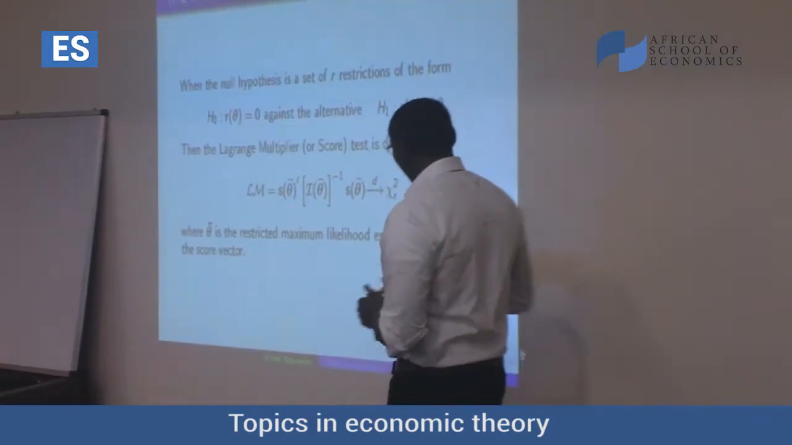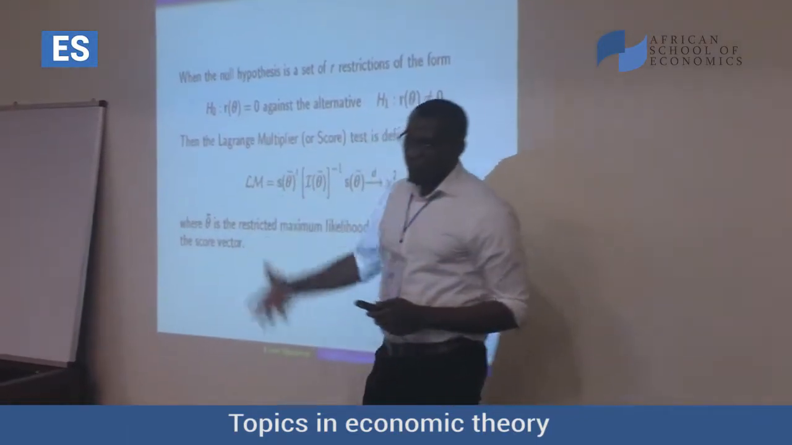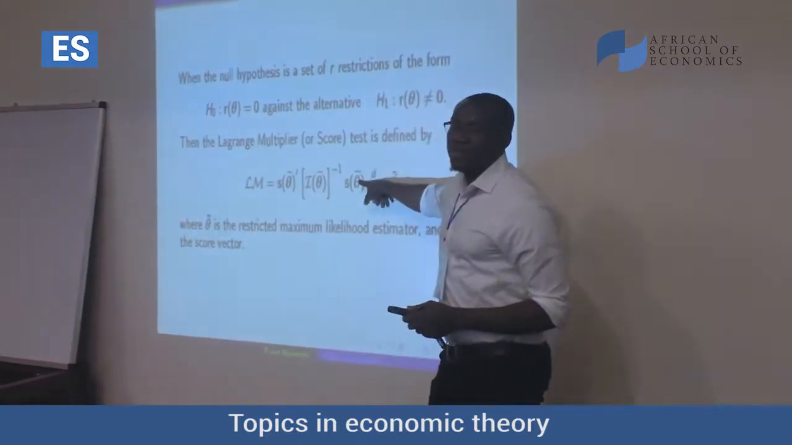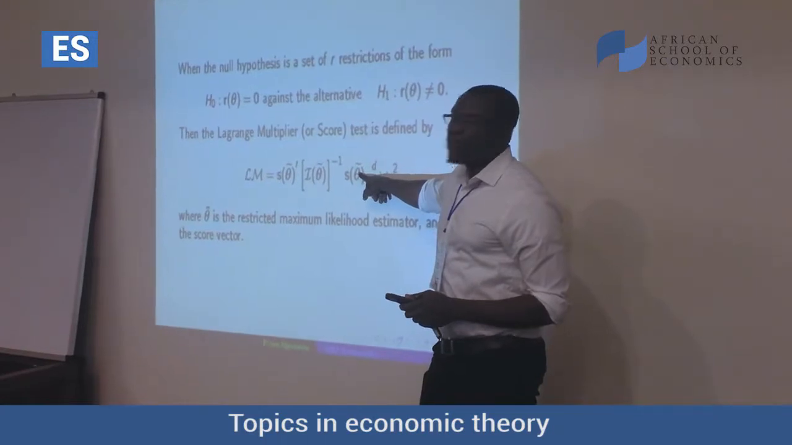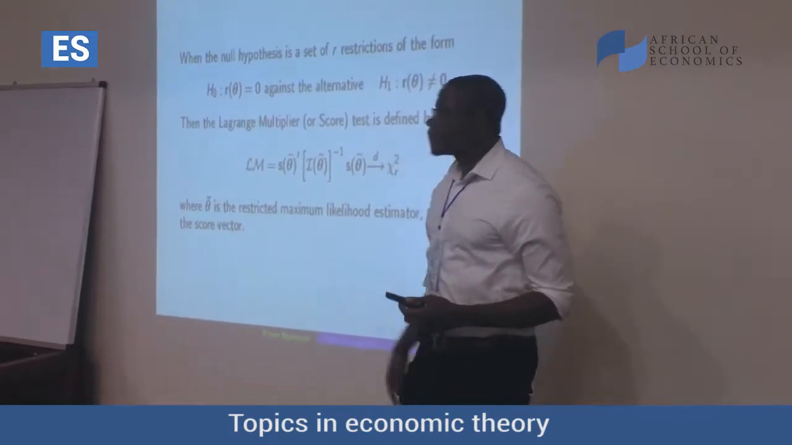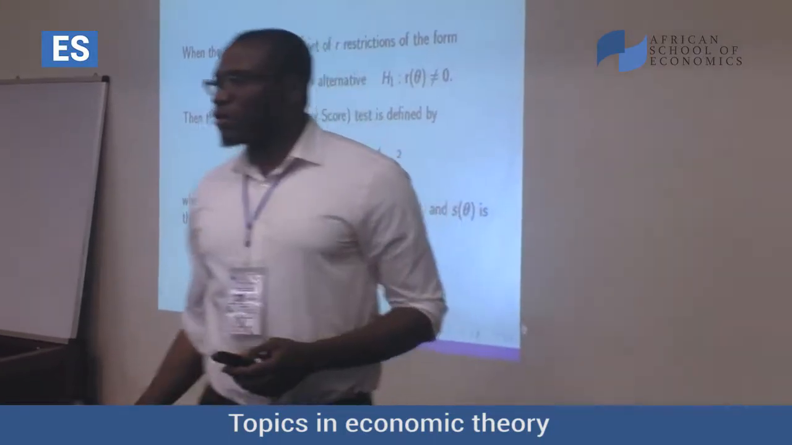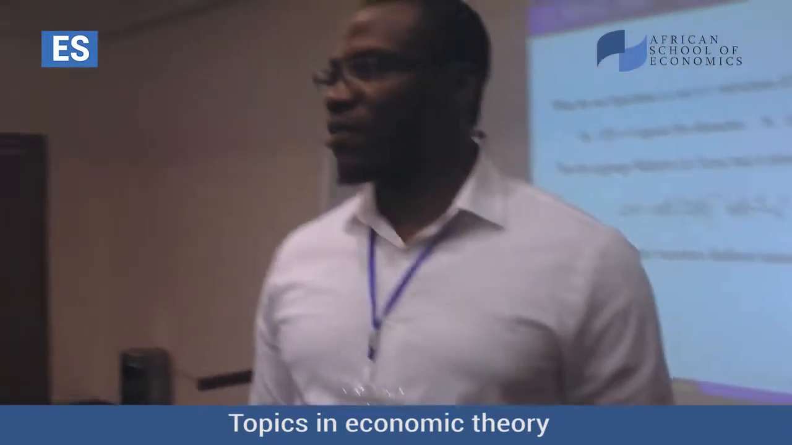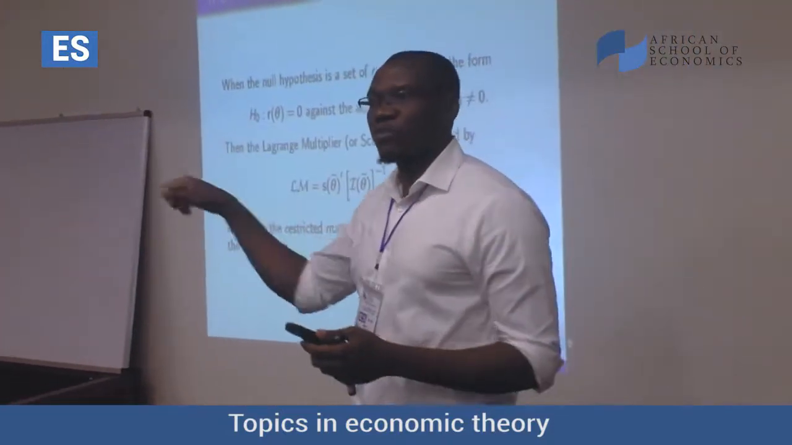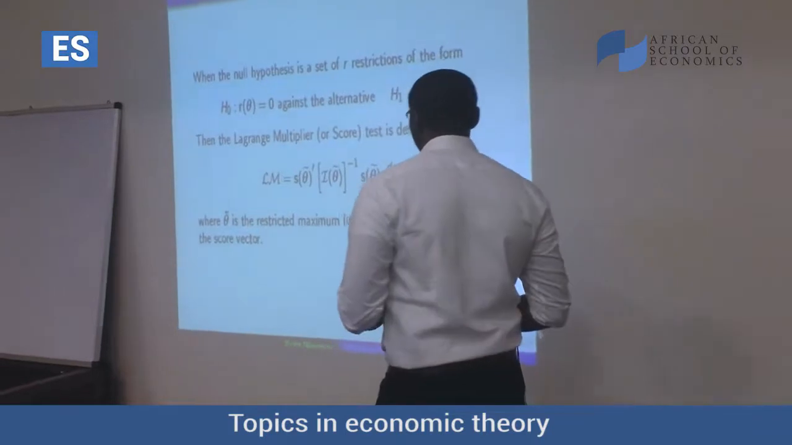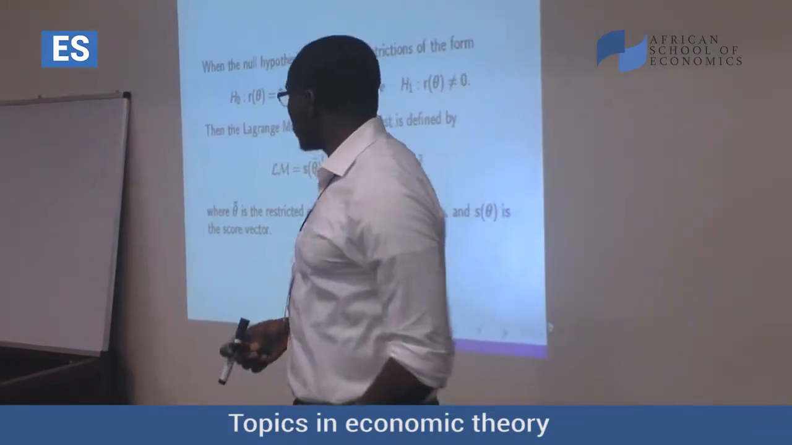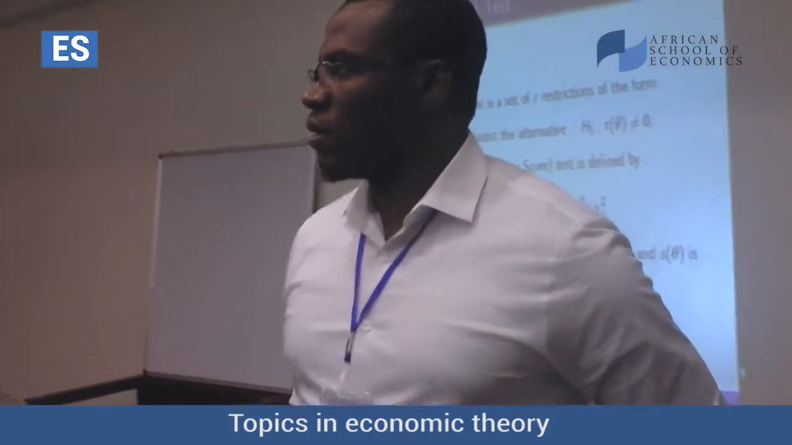Now, if you remember, if you are using the first order conditions, then the score evaluated at the MLE is 0. But this is the score evaluated at the constraint MLE, so it's not necessarily 0. And that's why it's called Lagrange multiplier, because as soon as you have a constraint, you usually use the Lagrange approach in order to derive the maximum. Questions?